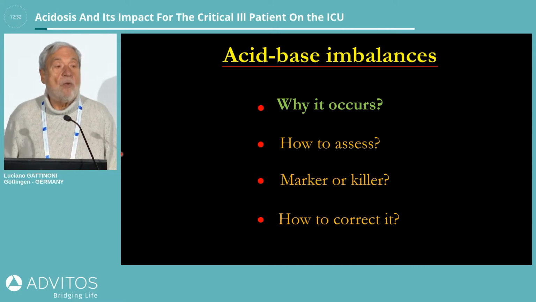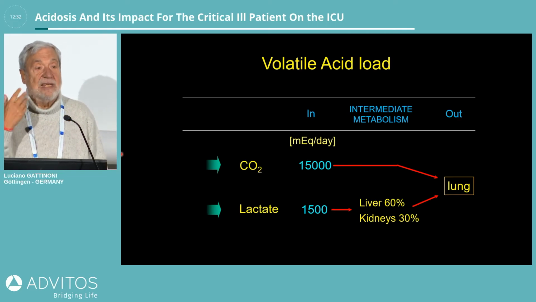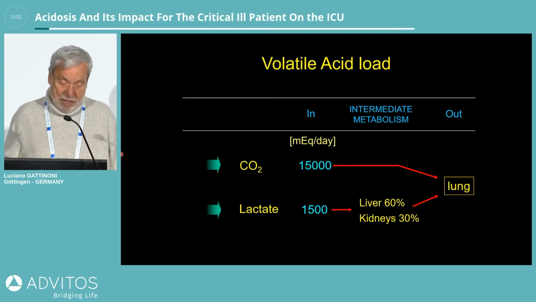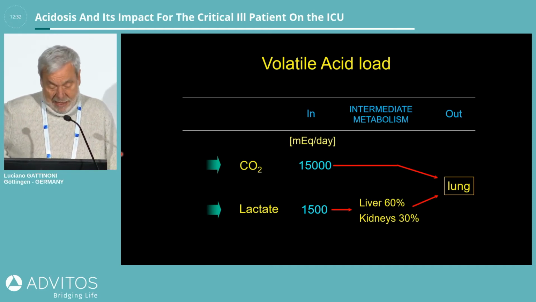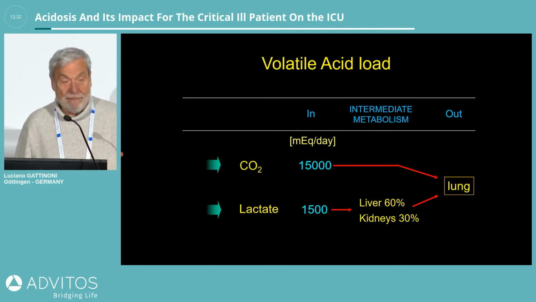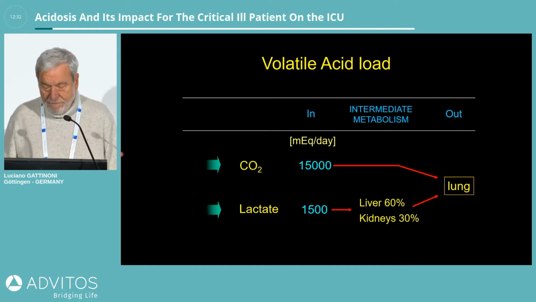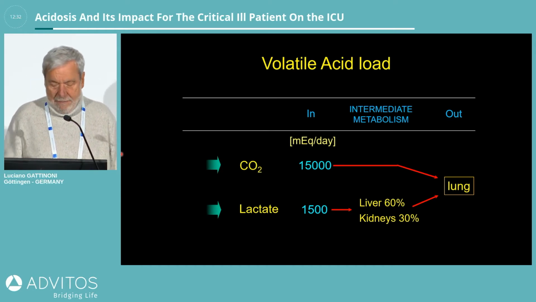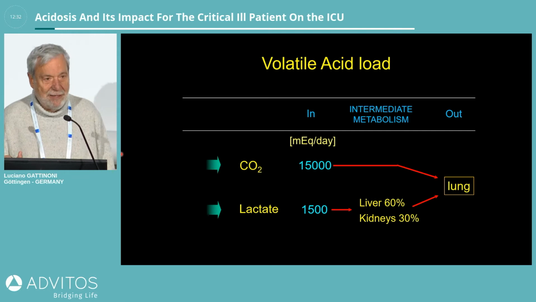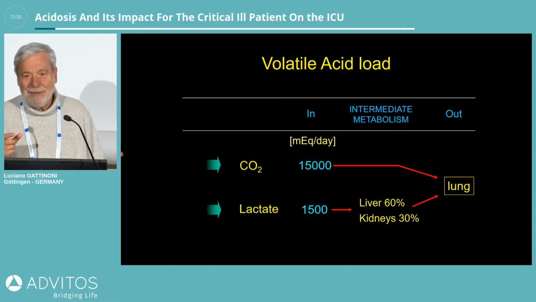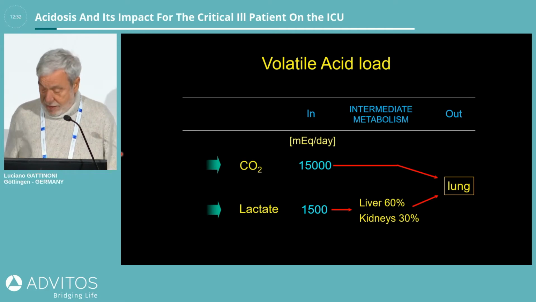So, acid-base imbalance, why does it occur? Well, we have a lot of acid. We have volatile acid. We have a big production, about 15,000 millimoles of CO2 per day, and lactate contributes about 1.5. Lactate is not bad. Lactate is a part of our normal metabolism. I will touch on this point in particular. But anyway, this explains why you have a tremendous acidosis if you stop breathing, because it takes a very short time to build up this load of carbonic acid and decrease the pH.